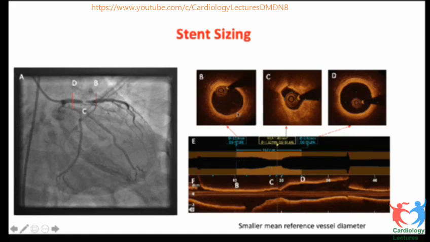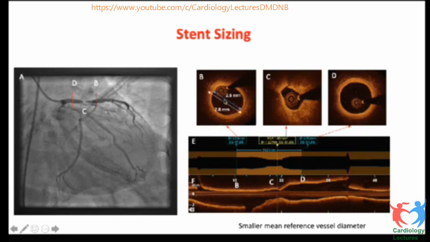And here you can just see that normal vessel appearing distally. This is your distal reference. This is your proximal reference. And if you see that, you measure your lumen dimensions. So it is your mean lumen dimension, that is average lumen dimension is 2.6. You measure maximum dimension, minimum dimension, take an average, that is 2.6.